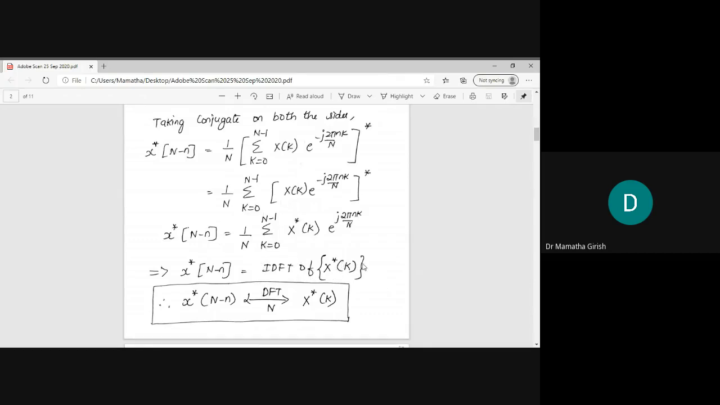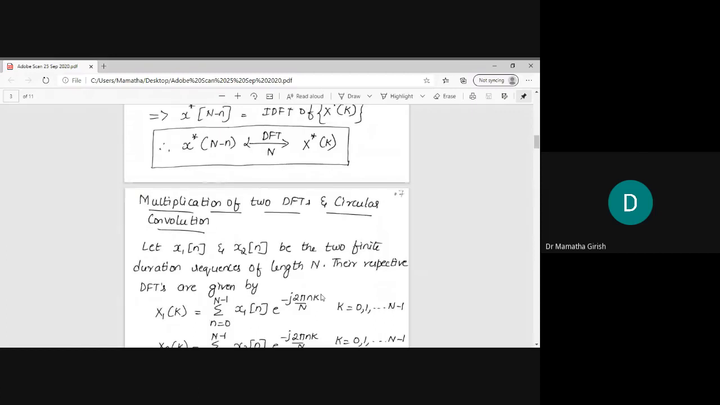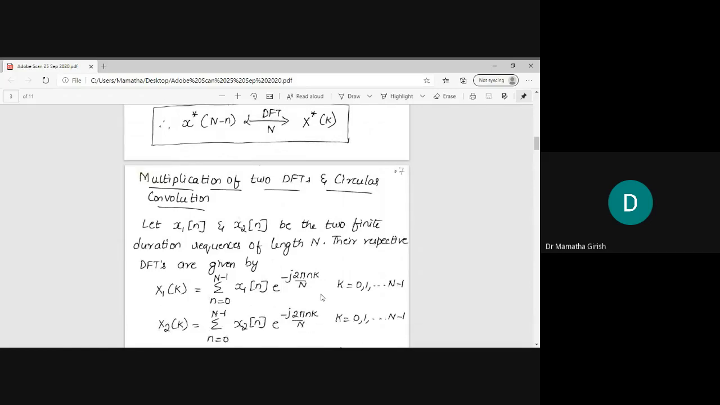That is why, to summarize, if x of n is said to form an N-point DFT pair with X of k, obviously x complex conjugate of N minus n is also said to form an N-point DFT pair with X complex conjugate of k. Yes, those two are the complex conjugate properties, which we have seen both in time domain as well as frequency domain.